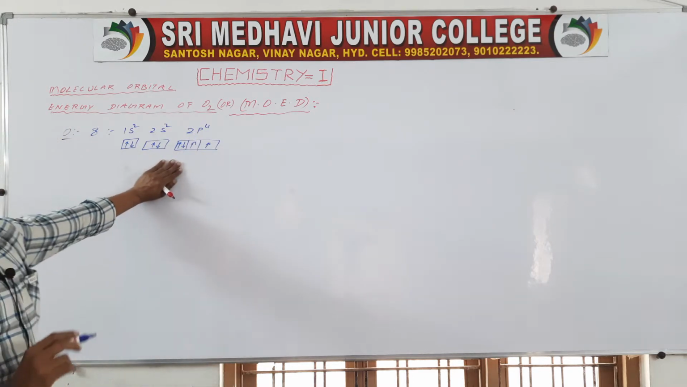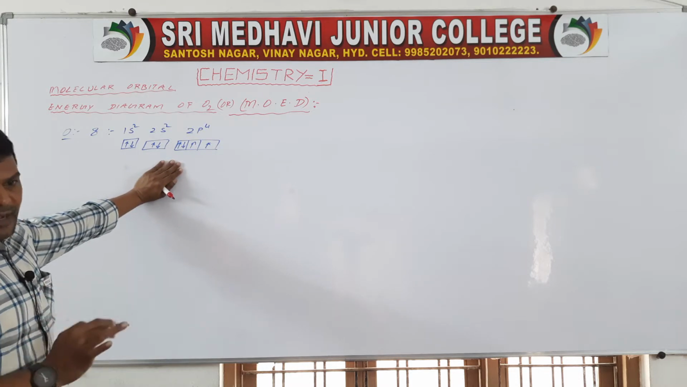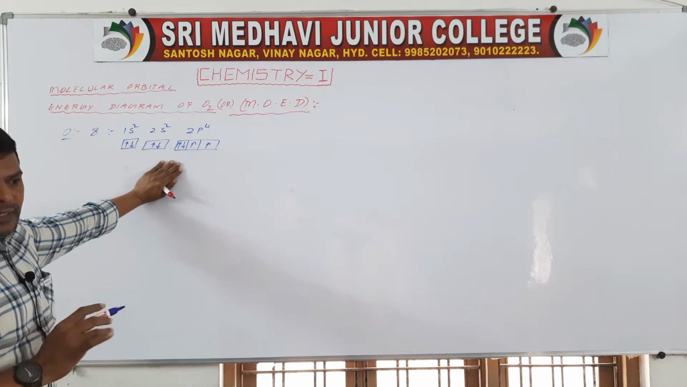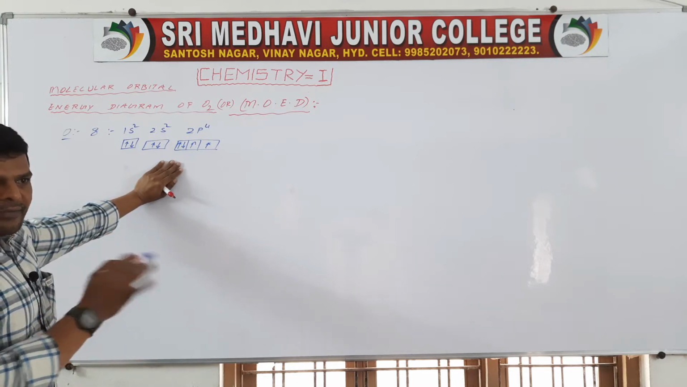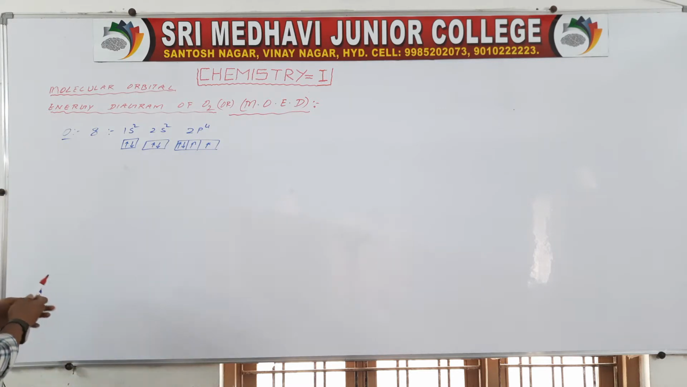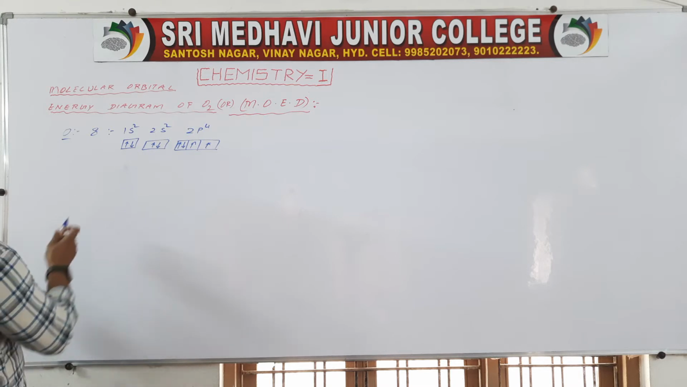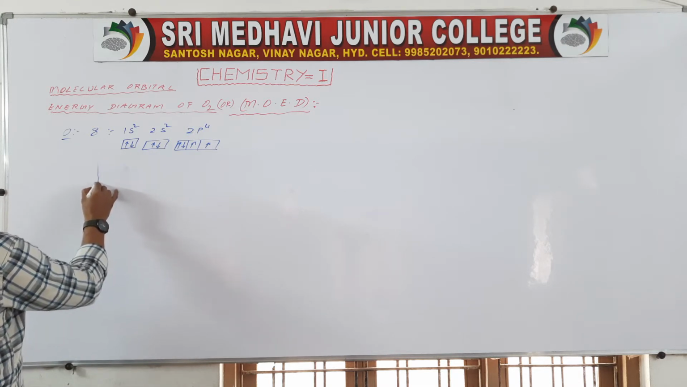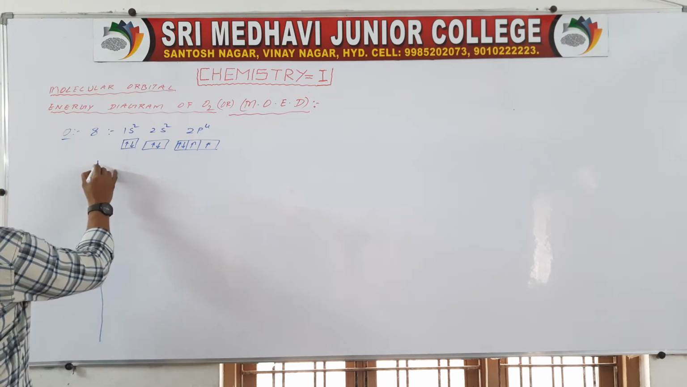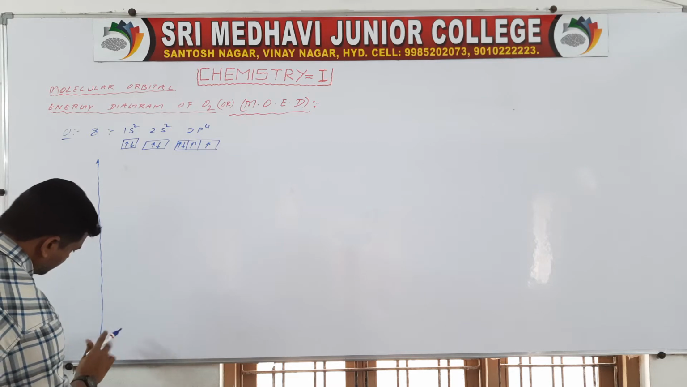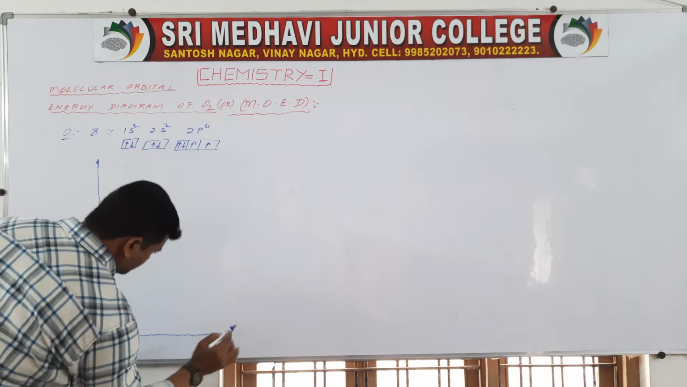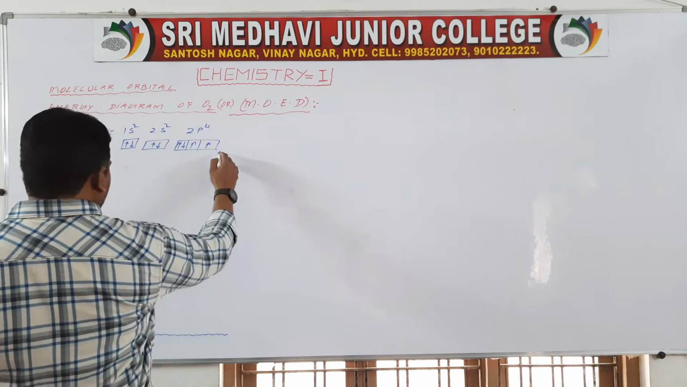So based on this electron configuration, now we are going to draw the molecular orbital energy diagram of O2. There is a small difference between the MOED of N2 and the MOED of O2. Now I am going to show. See here, this is an energy barrier.